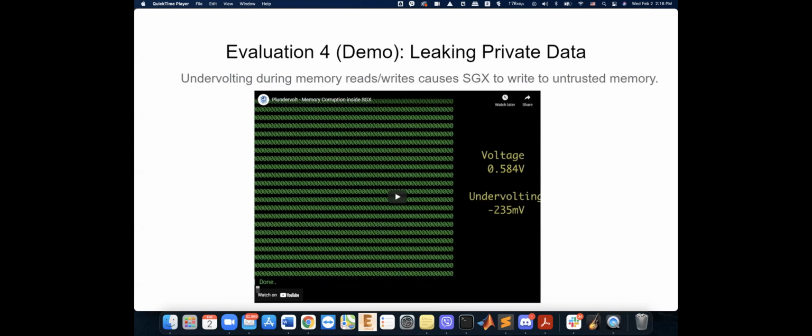The former is what we use to leak private data. Specifically, as you'll soon see, causing an array index address fault will allow us to write private data that would usually be written in encrypted memory into untrusted memory, specifically user memory.